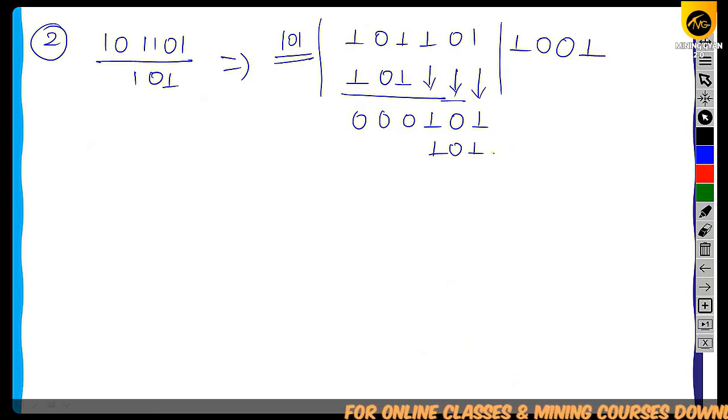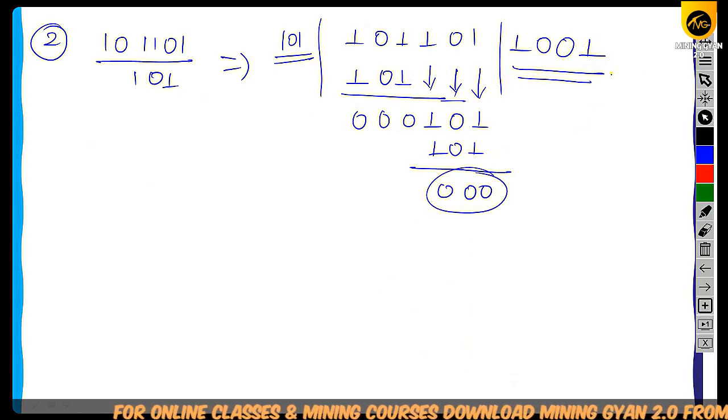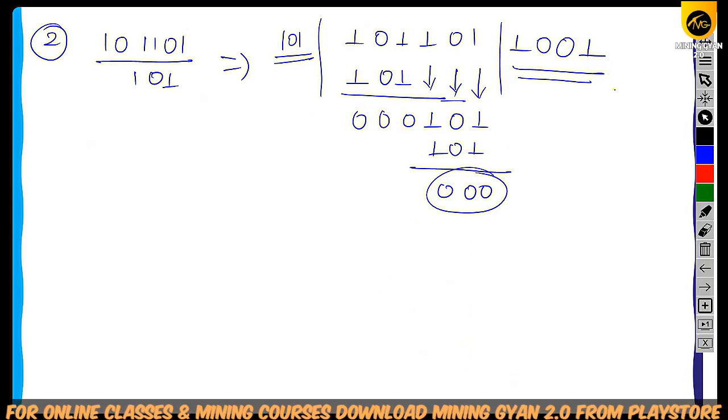So the remainder will be 000. Now the answer will be 1001. That is the final quotient of 101101 divided by 101. Okay, so this is the answer.